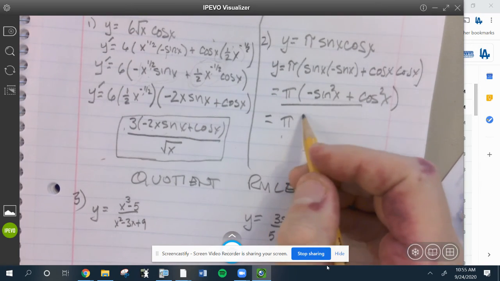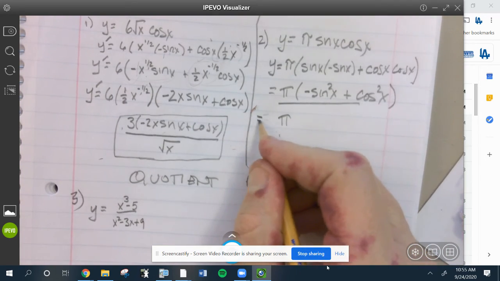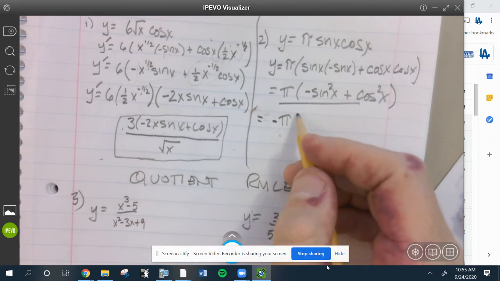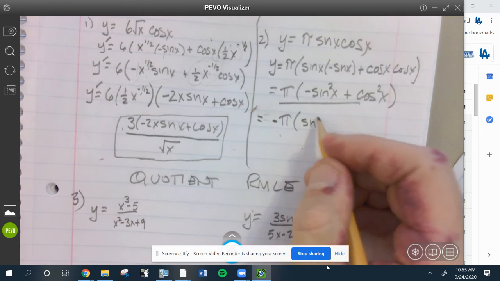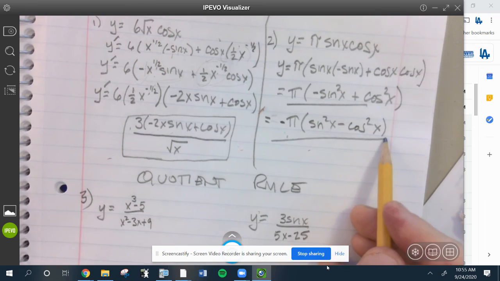So a lot of times, though, they like to put, for some reason, the sine takes precedence, so they like to call that the positive version. So I can factor out a negative. You don't need to do that.